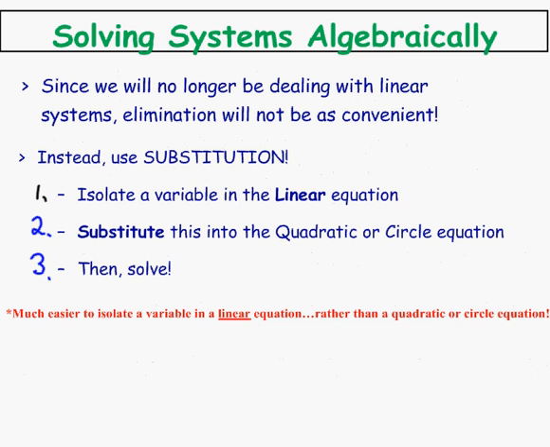When we solve algebraically, we are not using elimination anymore. We can only use substitution. Okay? So the first thing we do is isolate the variable in the linear equation. Then we substitute it into the other equation, either into the quadratic or into a circle, depending on what the question is asking. And then we solve, and we end up with our point of intersection. If we have one point of intersection, we'll end up with one answer, x and y. If we have 2 points of intersection, you should end up with 2 x values and 2 y values.